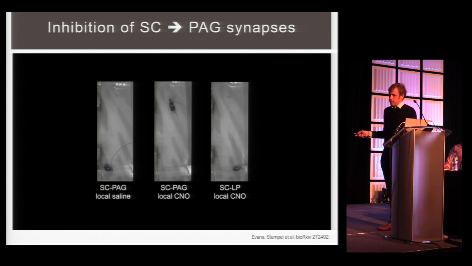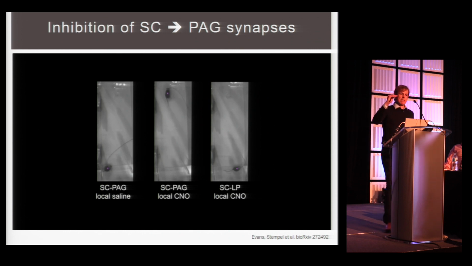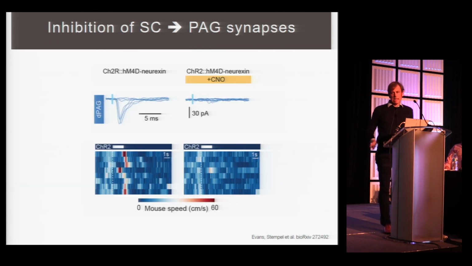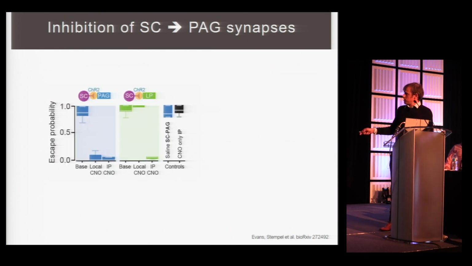All right, and so here you have a very clear result. This animal did not escape. Blocking the SCPG connection blocked the escape, whereas blocking an alternative projection didn't. And this holds across multiple trials. It's a very robust effect. And so it's quantified here.